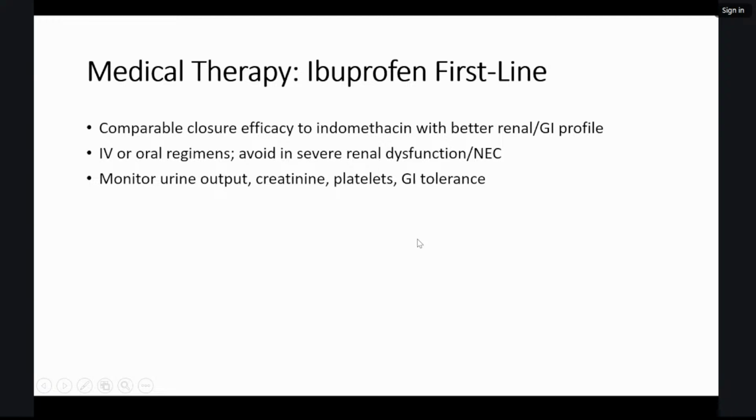So medical therapy will be discussed in the subsequent slides. There are 3 therapies that are available, that is ibuprofen, indomethacin, and paracetamol. Ibuprofen has comparable closure efficacy to indomethacin with a better renal and GI profile. IV or oral regimens are available. Monitor the urine output, creatinine, platelets, and GI tolerance.